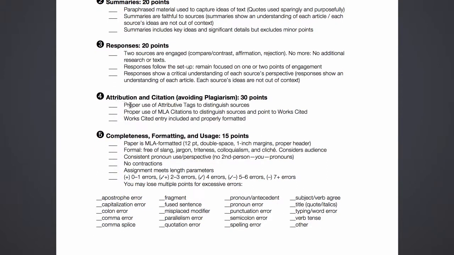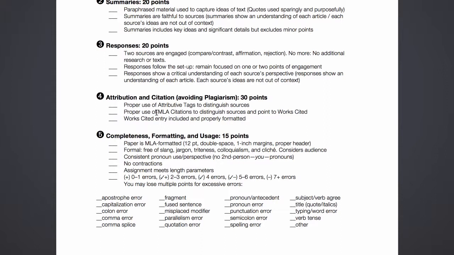Note that it's 30% of the grade in this paper. So use of attribution, after the last module, you should have a clear understanding of what attributive tags are. Use of citations, those are those parenthetical citations that show where you found information. Remember, attribution and citations are used regardless of whether you use quotes or paraphrases. You treat them exactly the same.